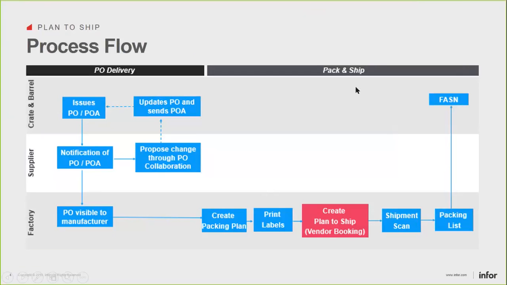Okay. And on the current pack and ship workflow, the factory creates a plan to ship, prints the carton labels, does the shipment scanning, and generates a packing list. So plan to ship, as the vendor booking, should be created after the packing plan and the label print and before shipment scanning. We'll talk about the timing of submitting the plan to ship on the following slides.